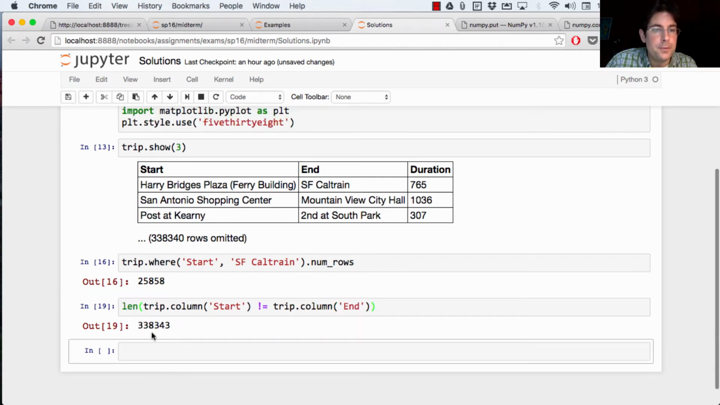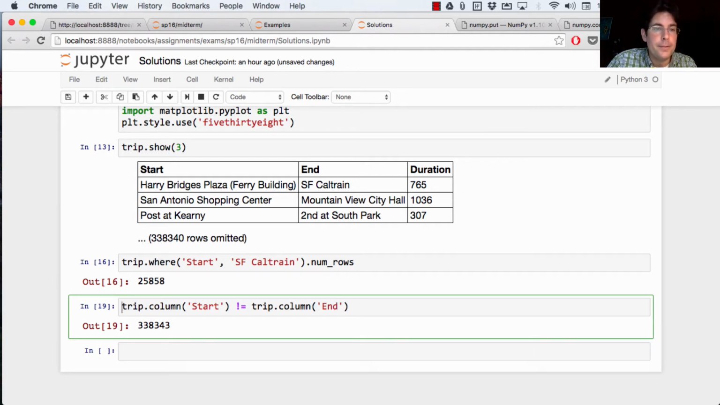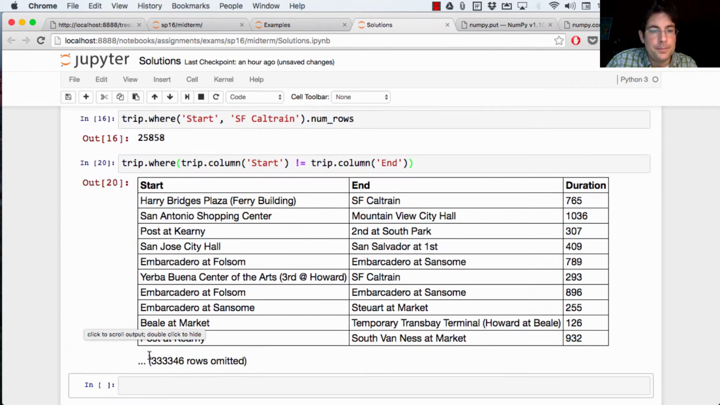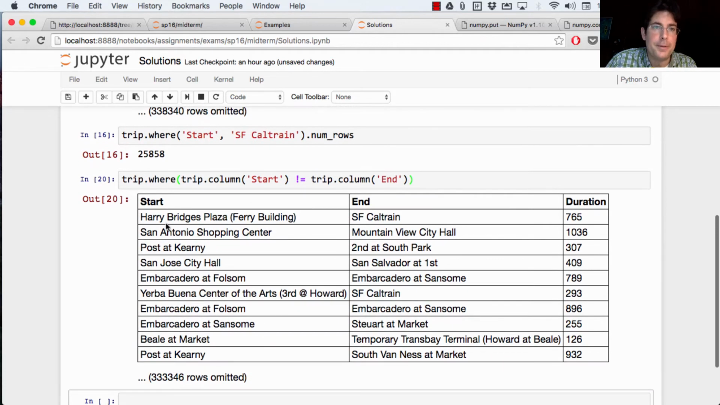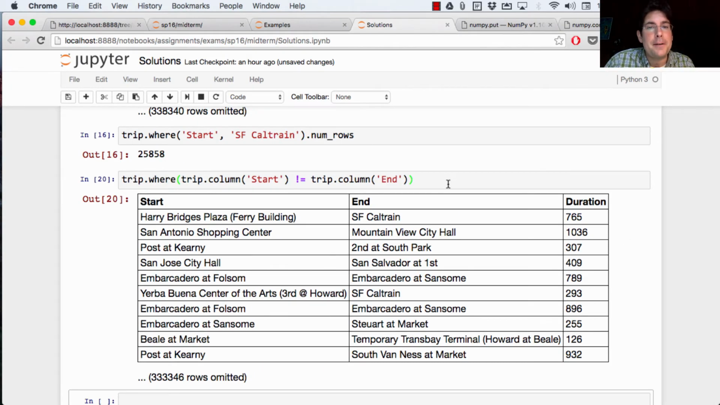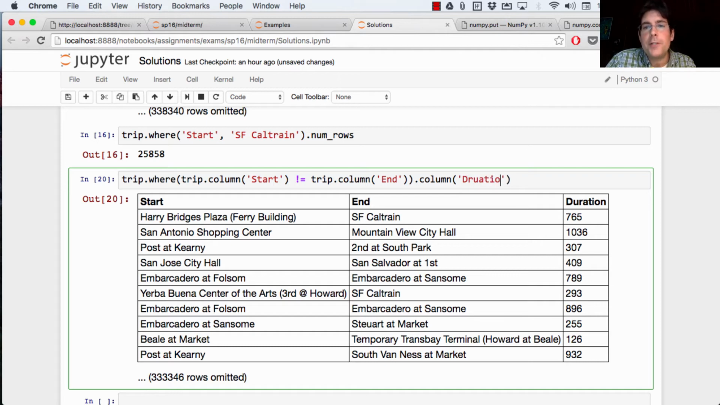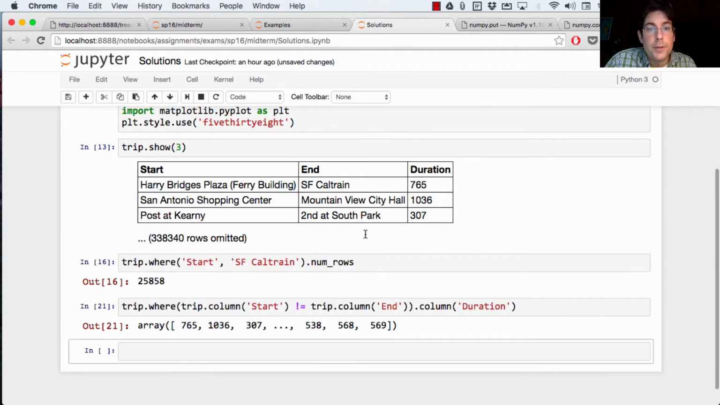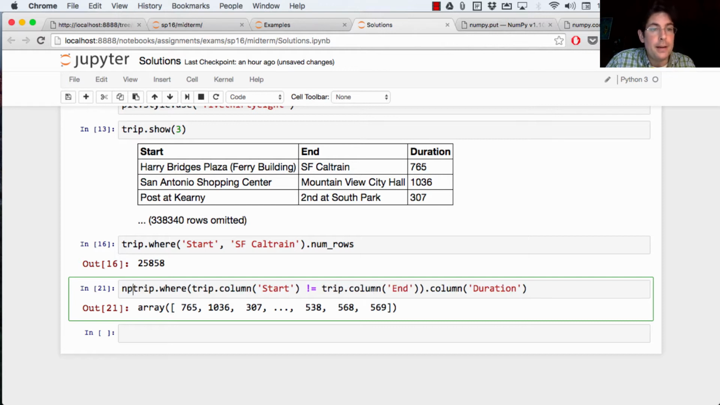Now the length of this true-false array is the same as the length of the table. But if we only take the true values, which happens when you write trip.where, you end up with a shorter table, 333,000 instead of 338,000. So we've eliminated all the trips that start and end at the same place. Now the question says the average duration for the rentals that started and ended at different stations. So now we have to get the duration column, which is an array of numbers. The average duration we compute by calling average on that array.